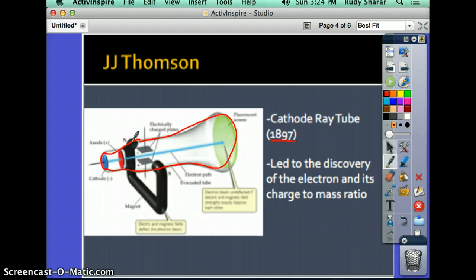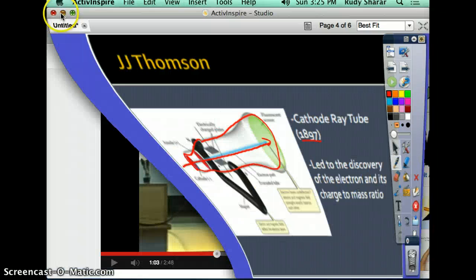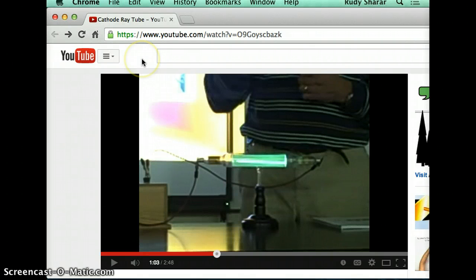And then a voltage was applied, an electric voltage was applied on one end, okay? And then a beam was passed through. And we didn't exactly know what was in these beams at the time, but that's what J.J. Thomson was trying to figure out. So let me show you what an actual cathode ray tube looked like. Here's a video of a cathode ray tube. I want you to watch the video, and then based on what you see, answer the question that follows.